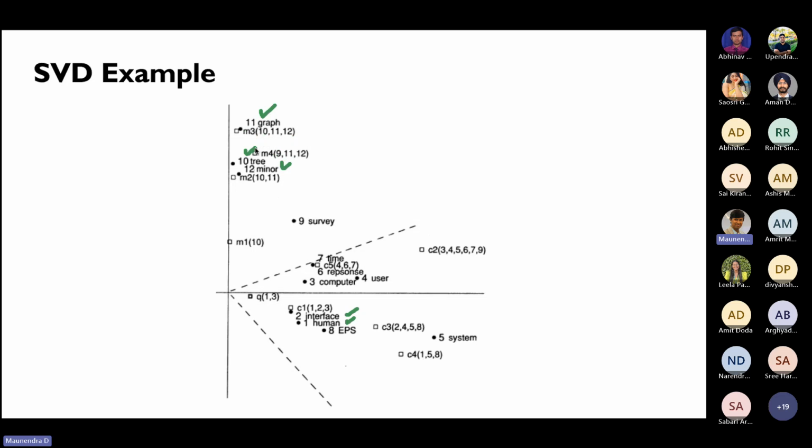So what we say is that the documents are getting grouped together nicely, the terms are getting grouped together nicely. So in some sense, this is capturing the semantic dimensions very well.